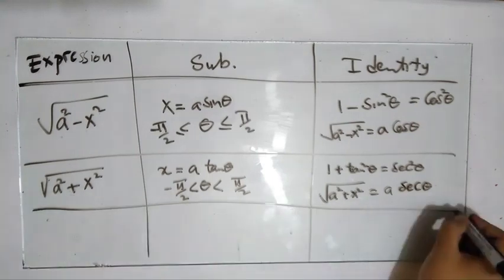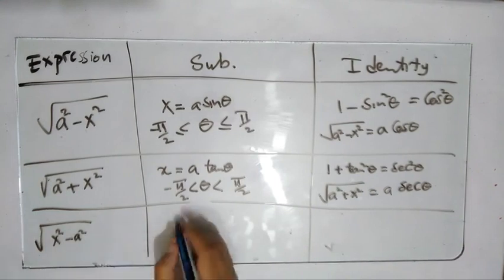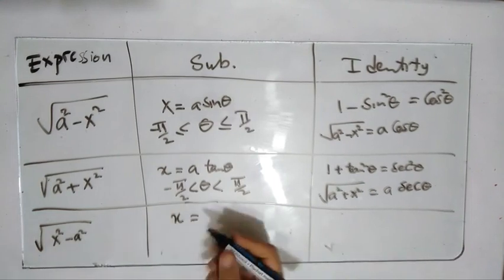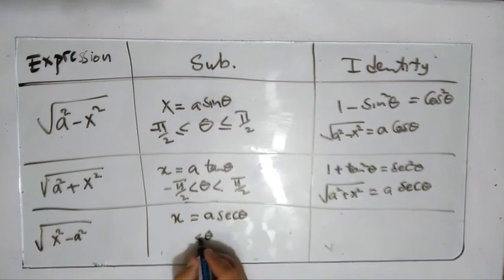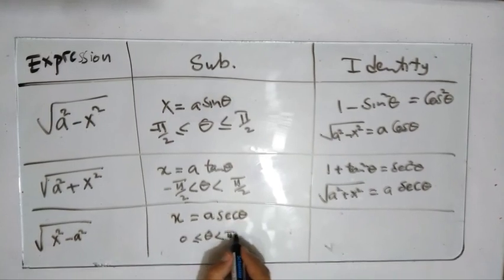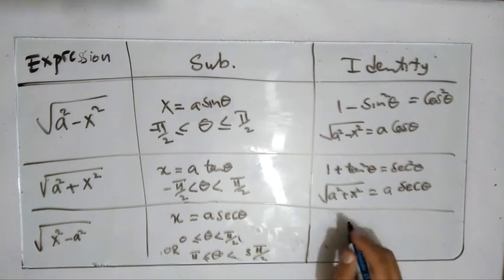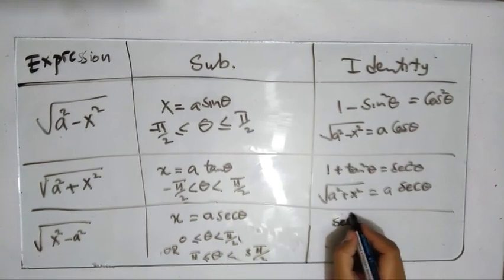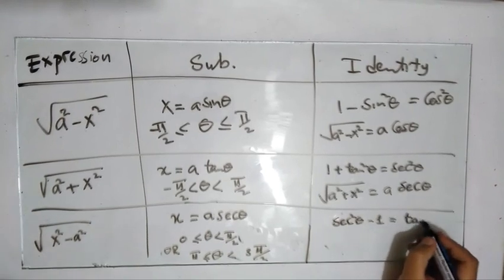And finally, if you have the square root of x squared minus a squared, you have to use the substitution x equals a sec theta, where theta is restricted between 0 and pi over 2, or theta between pi and 3 pi over 2. And the idea comes from the identity sec squared minus 1 equals tan squared.